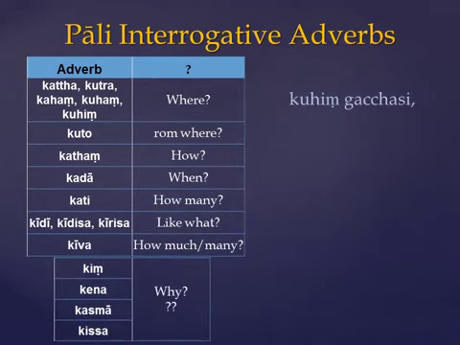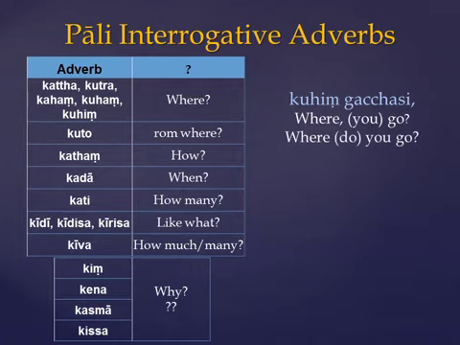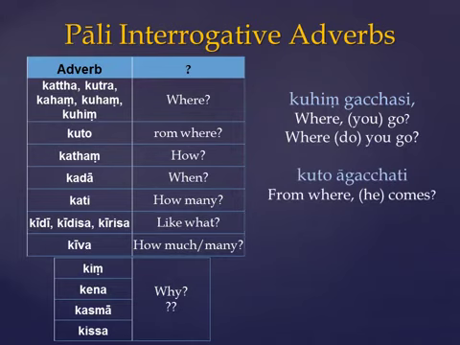Kuhing gachasi. The verb meaning to go is in second person, so we can render this, where do you go? Kuta agachati. Here the verb is in third person, meaning he comes. So, from where does he come?